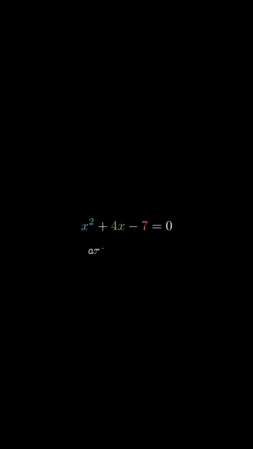To use the quadratic formula, we need to write our equation in the standard form, ax squared plus bx plus c equals 0. This standard form helps us identify the coefficients we'll need to substitute into the formula. In our equation, a equals 1, which is the coefficient of x squared. Although it's not written explicitly, when no number appears before x squared, the coefficient is understood to be 1.